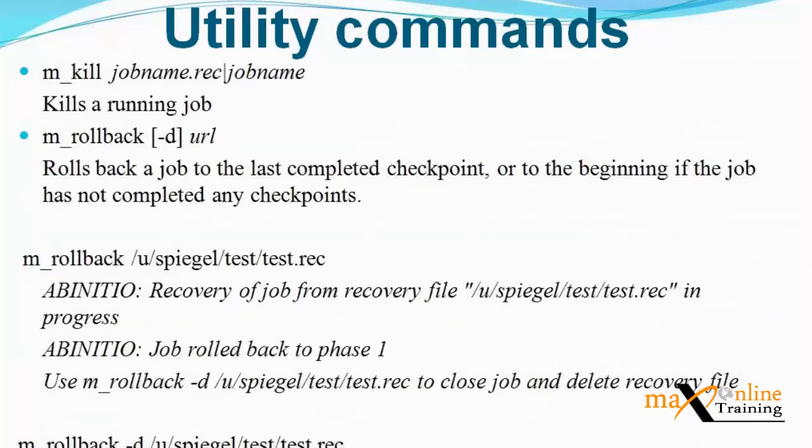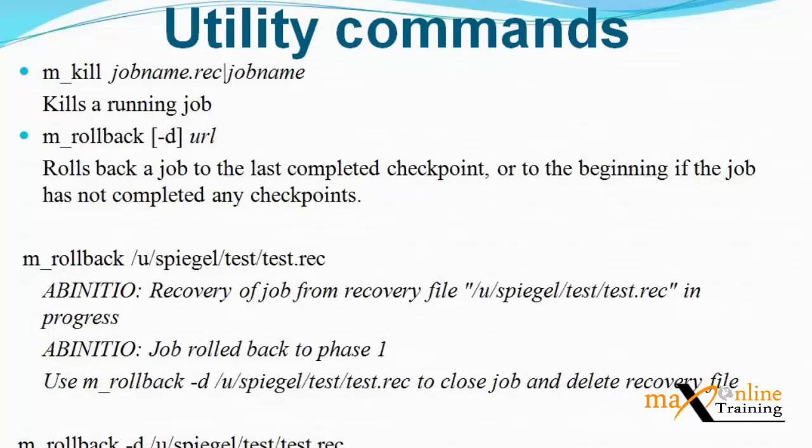And next one is job recovery. If you want to kill a particular job, you can use the kill command in Unix. You can specify the process number, so that will kill the particular process. Similar to that, we have the m_kill command, which we can use to kill a particular job which is running. For m_kill, we have to specify the recovery file or the job name.